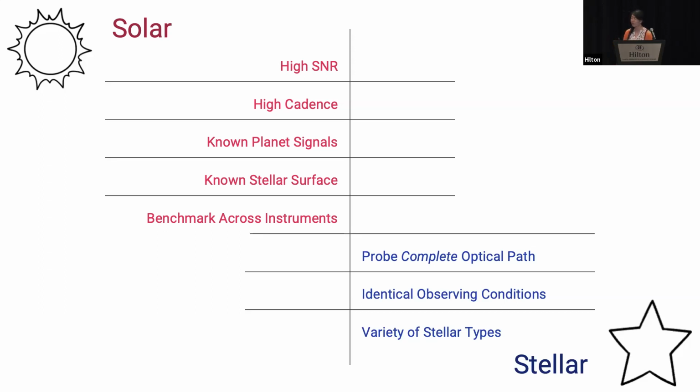However, when you observe a star, that gives you the benefit to probe the complete optical path. Most solar feeds don't go through the telescope, of course, otherwise they would burn the mirrors. And so there's a bit of the optical path that's missing, but most do feed into the front end module and start from there for the instrument half. When you observe a star, it will be identical observing conditions to observing a possible extrasolar host star. And of course, with the stars, you have a variety of stellar types.